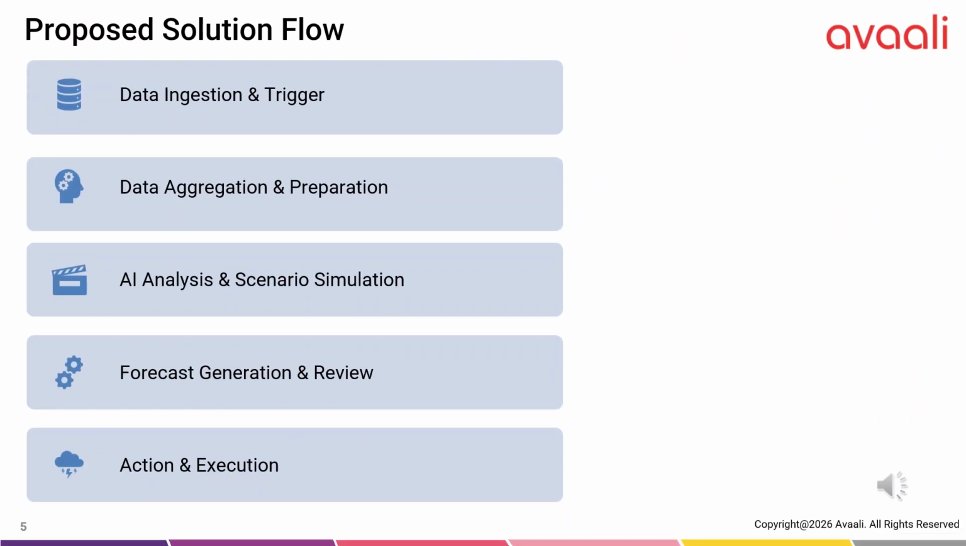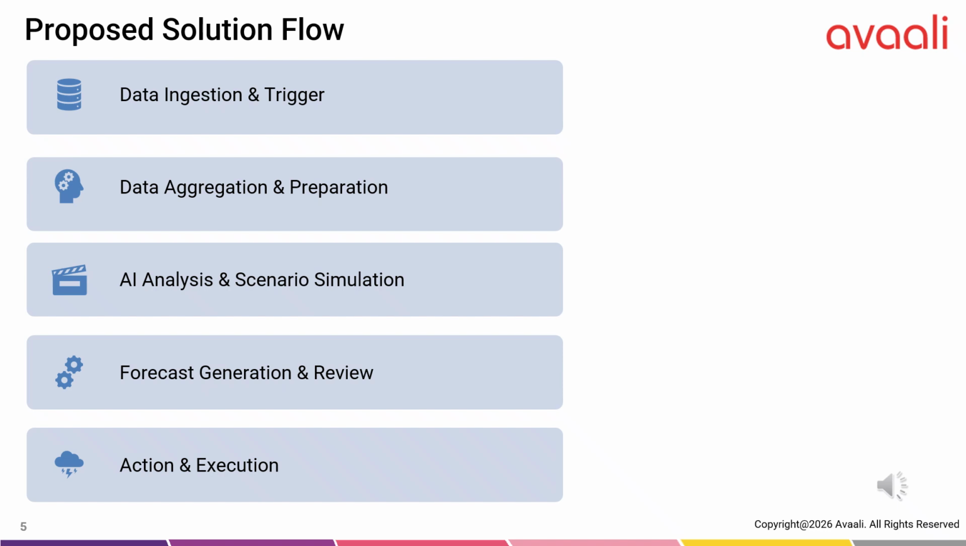To address these major challenges, we have implemented this Waypath agent using AI. The solution flow is as explained. First, the system collects data from different sources. Next, all the collected data is combined, cleaned, and organized so that it can be used for analysis. Then, AI analyzes the data and studies different factors like market trends, customer demand, and economic conditions. It can also simulate what-if scenarios.